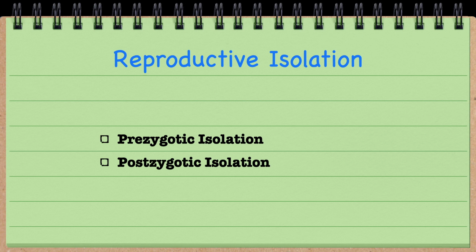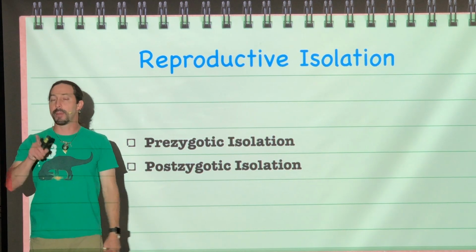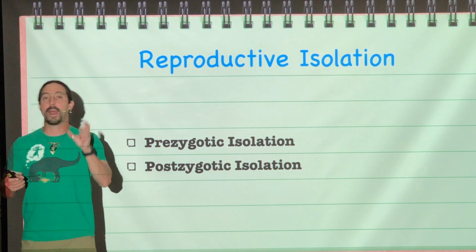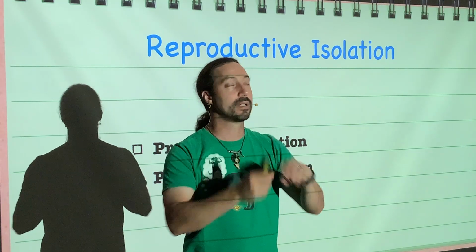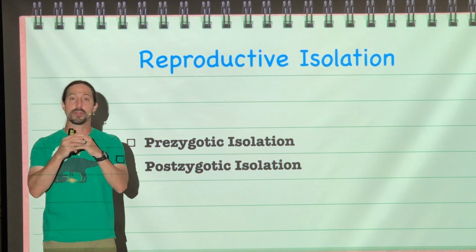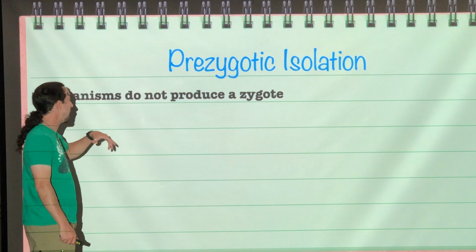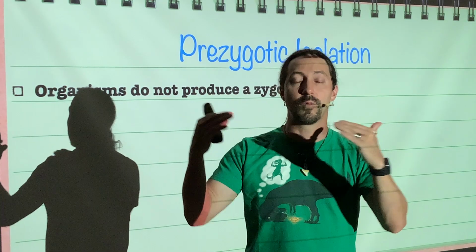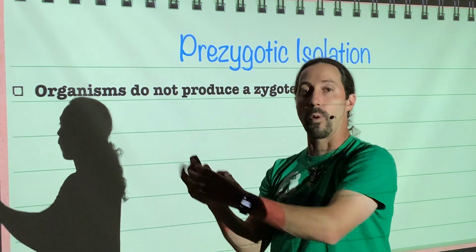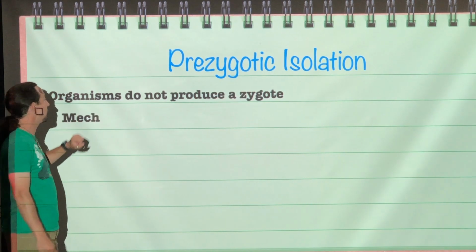There are two different types of reproductive isolation. It is prezygotic isolation and postzygotic isolation. And remember that the zygote is what is formed when the egg and the sperm meet. They join and they form a zygote. When our gametes fuse together, that is a zygote. Prezygotic isolation happens where the organisms do not produce a zygote. This is reproductive isolation, that is, before forming a zygote. So they don't end up forming a zygote, and there's a few reasons why.